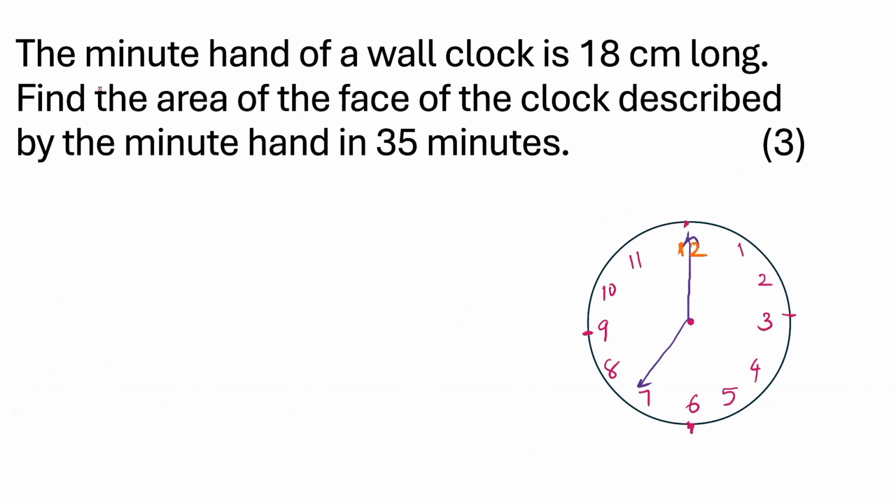The minute hand of a wall clock is 18 centimeter long. So I have just drawn here, this is 18 centimeter. Find the area of the phase of the clock described by minute hand in 35 minutes. Any time you can select. I just selected maybe 3 p.m. to 3:35 p.m. You will get 35 minutes, right?